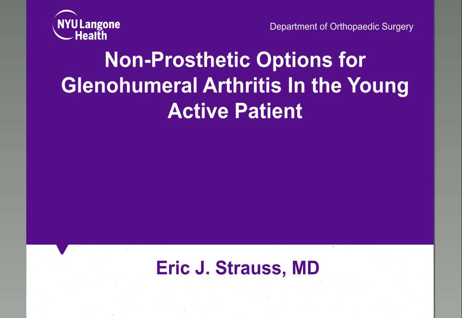Hello, everybody. My name is Eric Strauss. I'm one of the sports medicine surgeons here at NYU Langone Orthopedic Hospital with a specific interest in cartilage repair and restoration. I want to thank you all for tuning in and thank Dr. Virk for including me in this panel and webinar. So we're going to talk about non-prosthetic options for chondral lesions and glenohumeral arthritis in the young active patient.